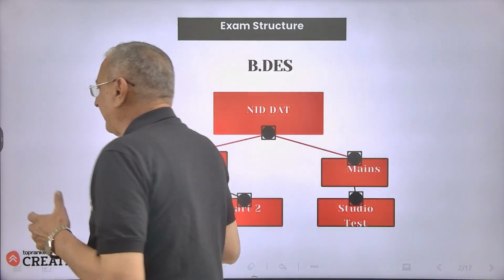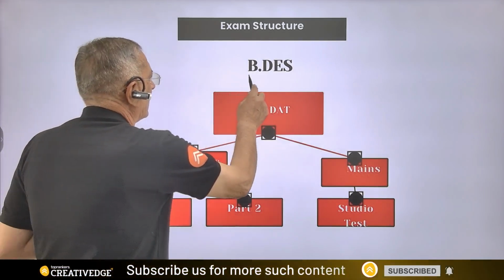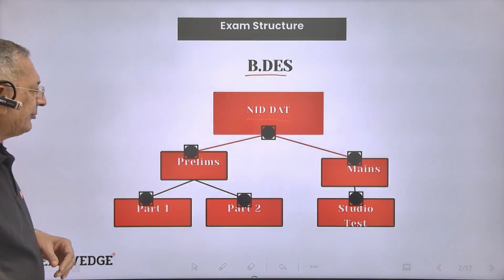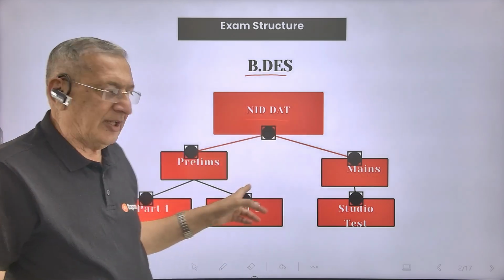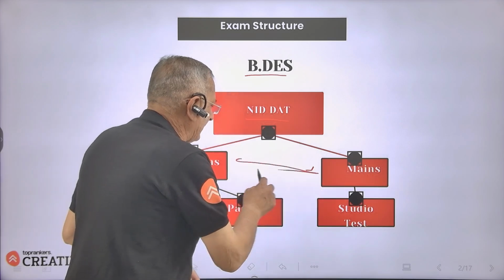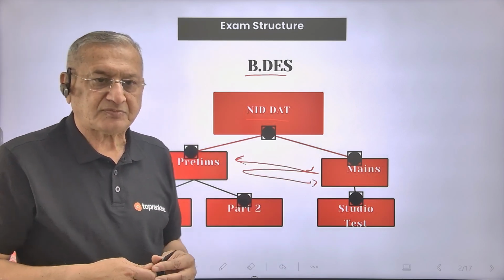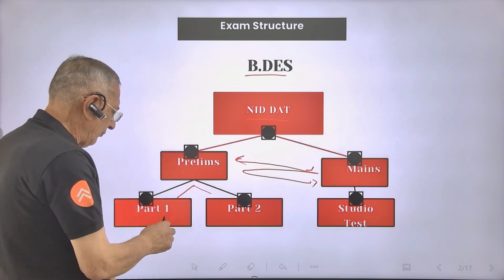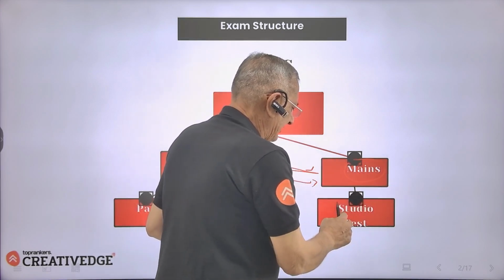First of all, let us look into the pattern of the exam. The examination structure is like this for BDes, NID DAT. DAT means the design aptitude test. It is in two sections: one, the prelims, and the other, the mains. And there's a lot of difference between them, the dates are months apart. In prelims, you get two portions: part one and part two. Mains has only one portion, that is the studio test.